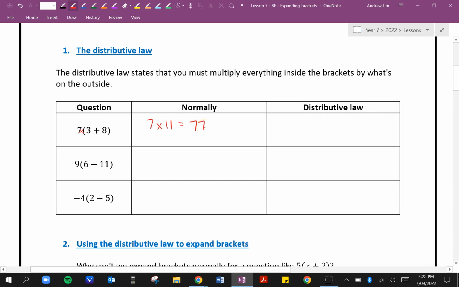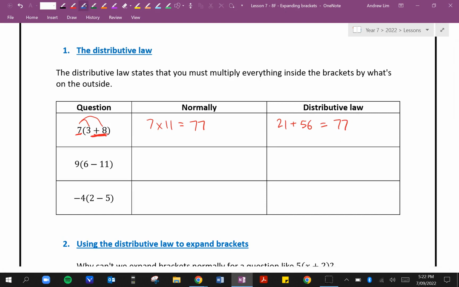However, with the distributive law, what we need to do is we multiply everything inside the brackets by what's on the outside. So we go 7 times 3, which is 21, 7 times 8, which is 56, and then we ask ourselves, well, this is a positive, because there's no minus sign, times a positive is a positive answer. So we put a plus sign there. And 21 plus 56 is 77, so we can see we get the same answer.